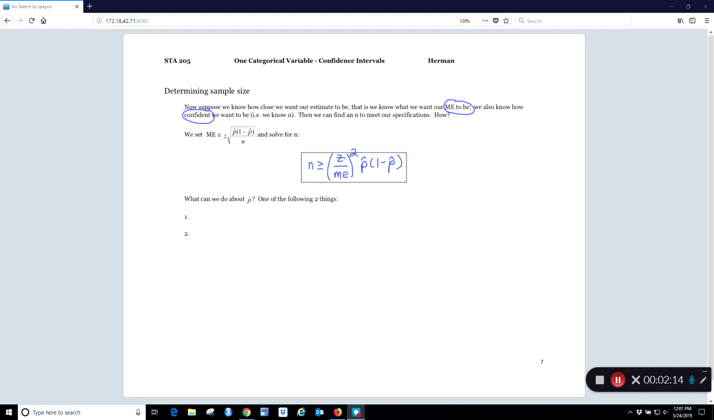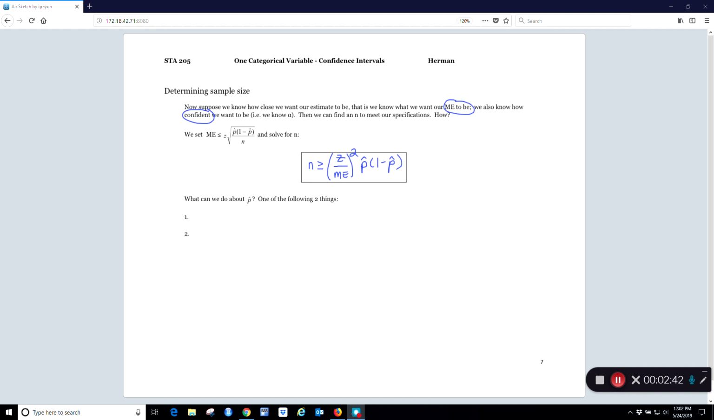Well, first of all, why do I need to do anything about it? Well, p hat is our sample proportion. How do I have a sample proportion before I take a sample? Right, so once I take my sample, I can know my sample proportion, but I'm trying to figure out how big a sample I need to take, so I probably haven't taken a sample yet. Okay, so what things could we possibly do? And I usually try to do them in this order.